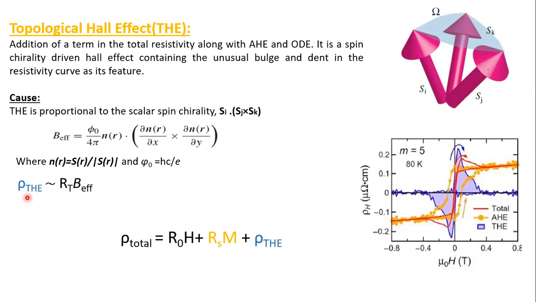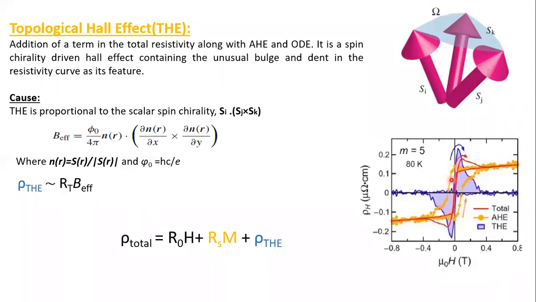Now you see that rho_THE, the resistivity due to the topological Hall effect, is proportional to R_T times B effective. R_T is called the anomalous Hall coefficient, and this is the total resistivity we have. The R_0 H is due to the ordinary Hall effect. This is proportional to M, due to the anomalous Hall effect, and this is due to the topological Hall effect. Now you see this graph.